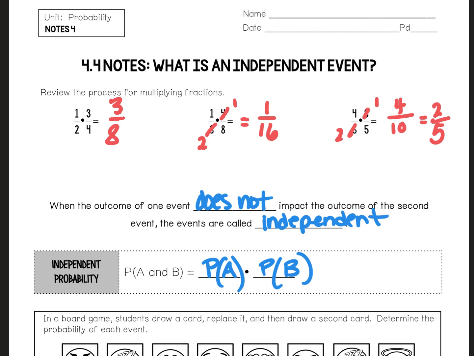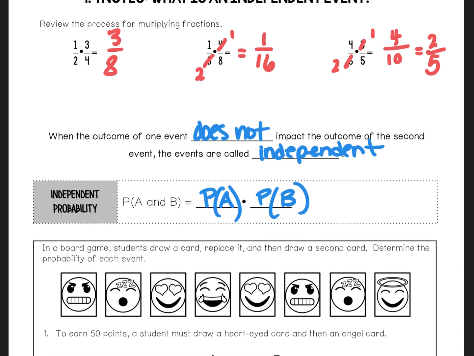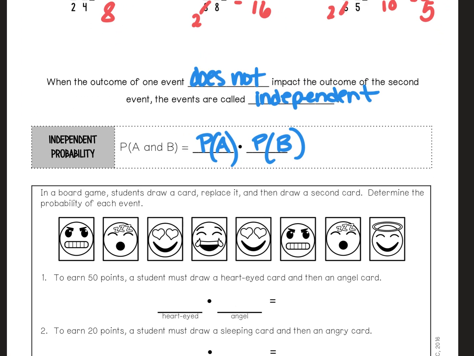But we're going to talk about independent events. Independent events are when the outcome of the first event of two or more combined events does not have an effect on the outcome of the second part of that event. They're called independent. So the probability of A and B in an independent probability, I'm going to find the probability of A and multiply it times the probability of B. So let's look at some examples.